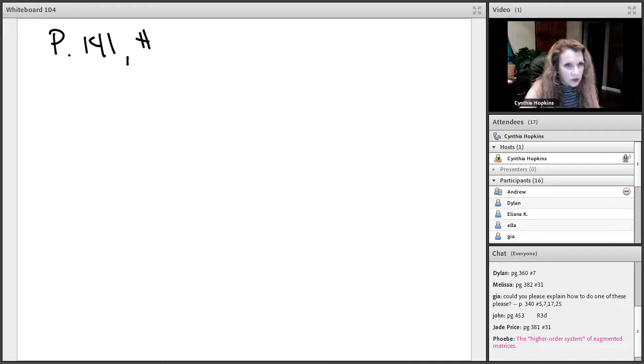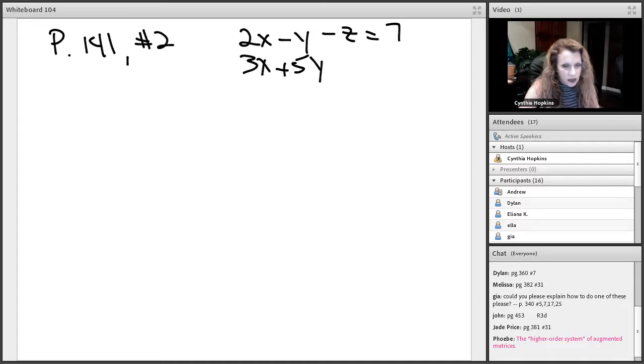Okay, so number 2 is where my system is coming from. All right, so they gave me 2x minus y minus z equals 7. Then second equation is 3x plus 5y plus z equals negative 10. And then third equation is 4x minus 3y plus 2z equals 4.